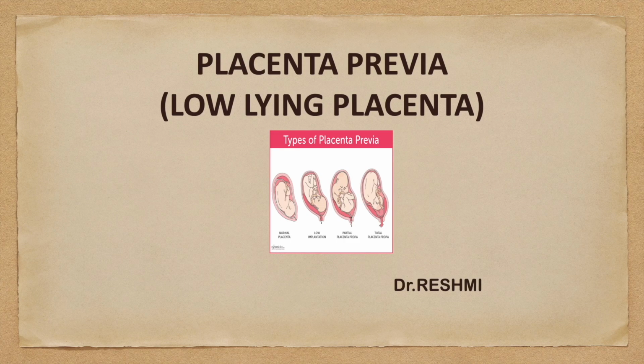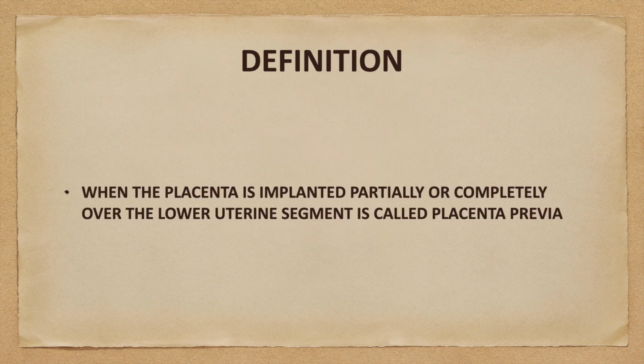In this video, we are going to see about placenta previa. Definition: when the placenta is implanted partially or completely over the lower uterine segment, it is called as placenta previa.